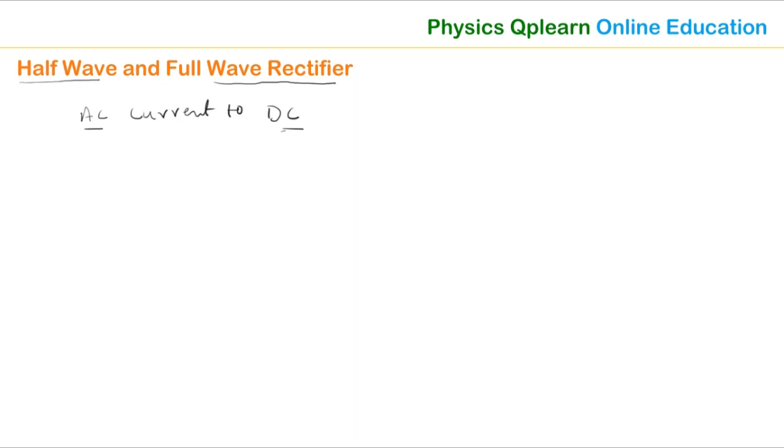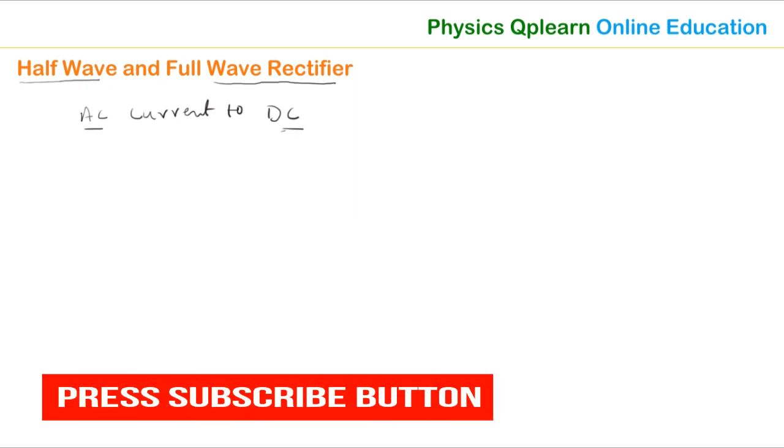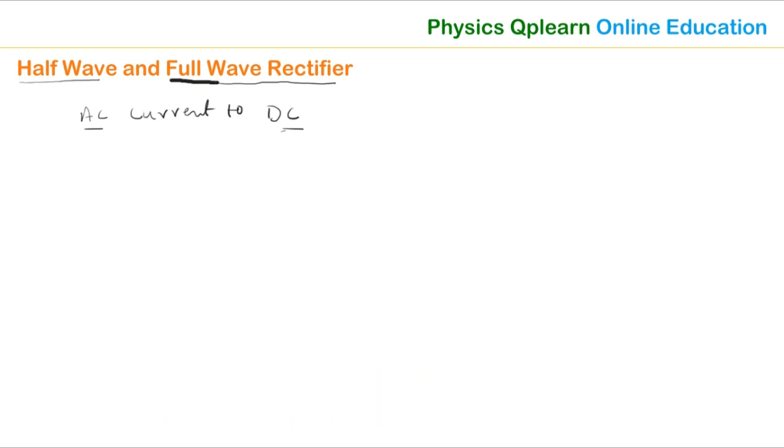And here two rectifier circuits are there. The first one is the half wave rectifier and the second one is the full wave rectifier. Clear? And what is the purpose of this? What is the use of the half wave and full wave rectifier in our daily life?